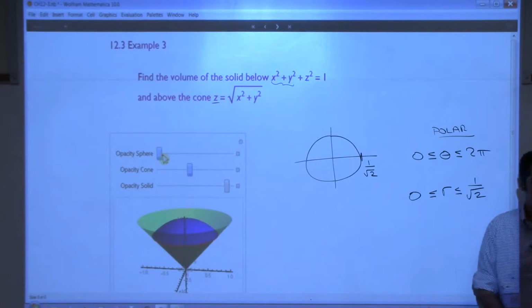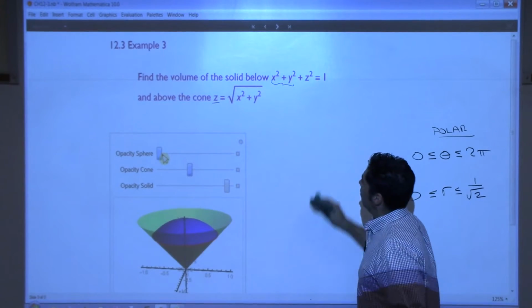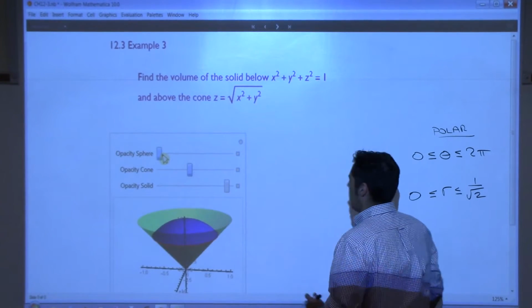So I'm going to set up my double integral. I want you to pay close attention here. This is the double integral I'm trying to set up.